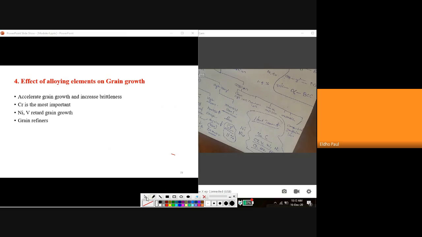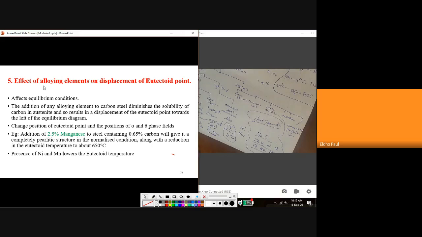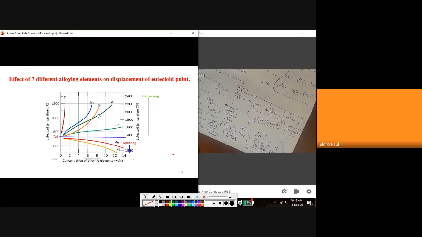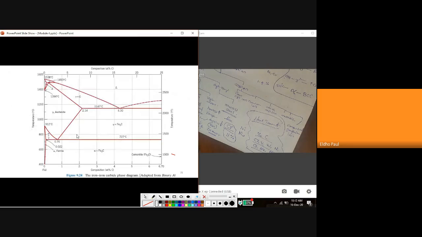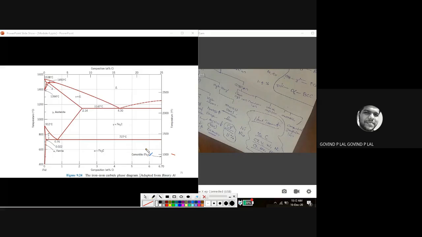The next one is the effect of alloy elements on the displacement of the eutectoid point. It's very important. So what is the eutectoid point? What is the compositional eutectoid point? 4.3% of carbon. How much? 4.3%.